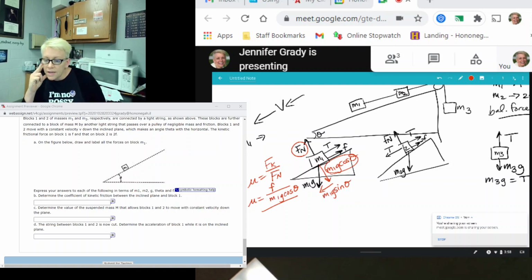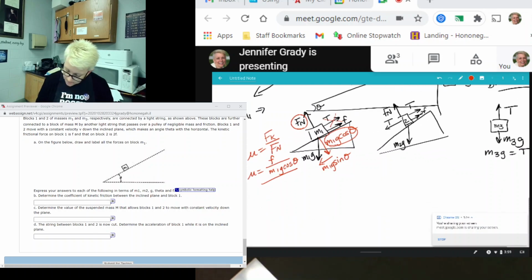All right, determine the value of the suspended mass that allows blocks 1 and 2 to move with constant velocity down the plane. That's the longest one. I might skip that one and go right to good old part D because that's fast. And since I still just want to know about block 1 anyway, let's just fix it. All right, so if I cut the tension in the rope, now what? You're going to have a net force, right? Remember I've skipped down to D.